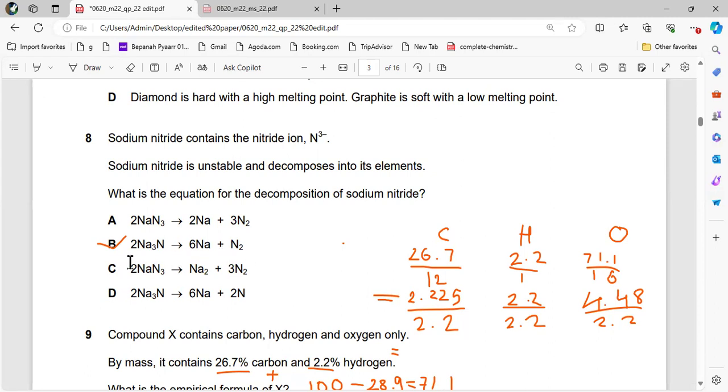And if you see the balancing, it is 2 3s are 6 sodium and only 2 nitrogen, which is N2, written properly. Whereas in D, as nitrogen is diatomic, we always write it N2 and not 2N. Okay. So option D is wrong here.